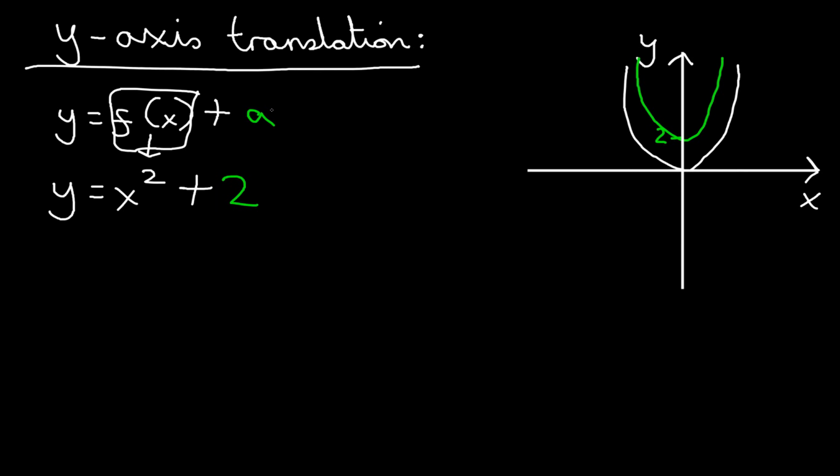In the same way, a can be a negative number, so we could say y is equal to x squared minus 2, in which case we would move this graph down 2 units, and it would look something like this. Very good.